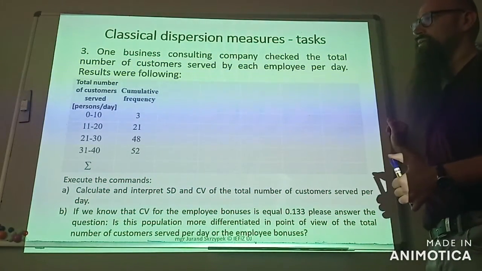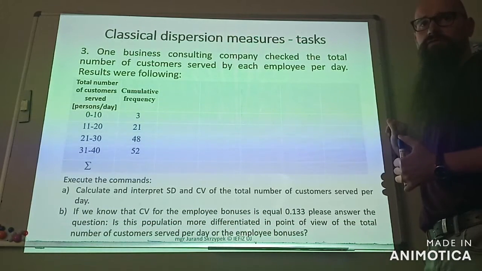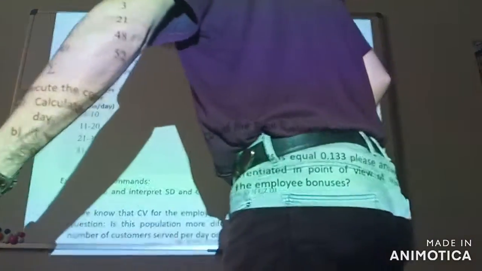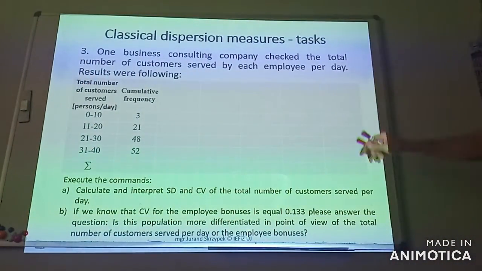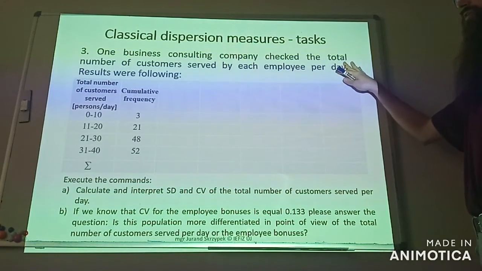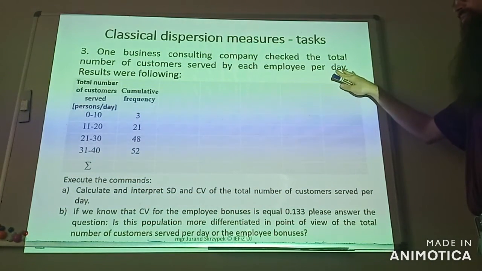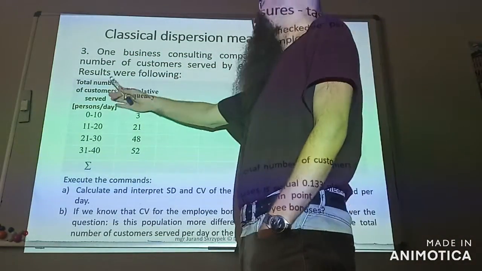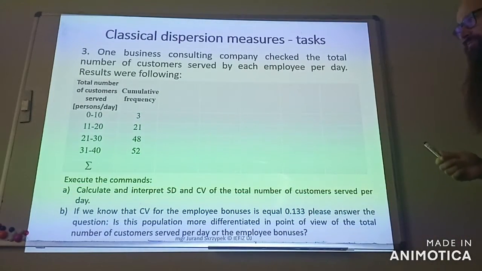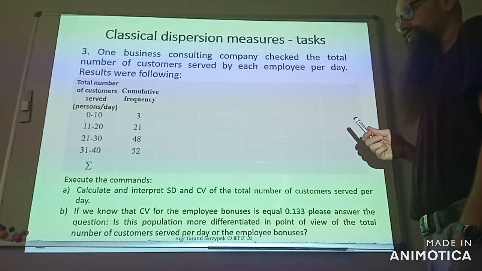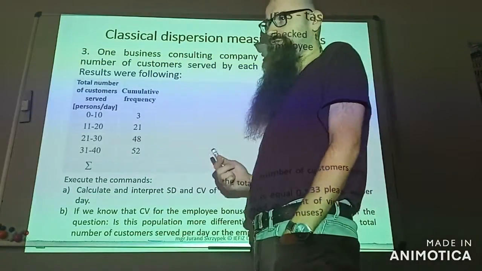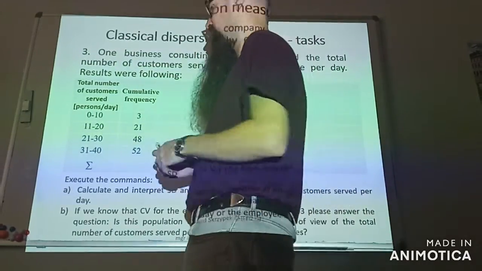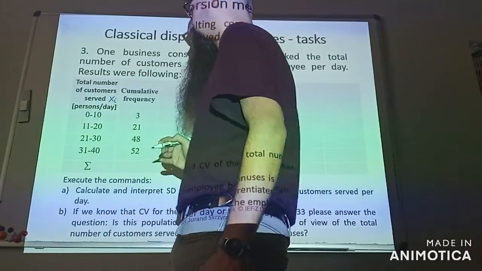Alright then, we can solve the next task, task 3, in which one business consulting company checked the total number of customers served by each employee per day. The results were the following. And as you can see, we have the information gathered in the table. Here we have the interval series of total number of customers served. This is our xi variable.